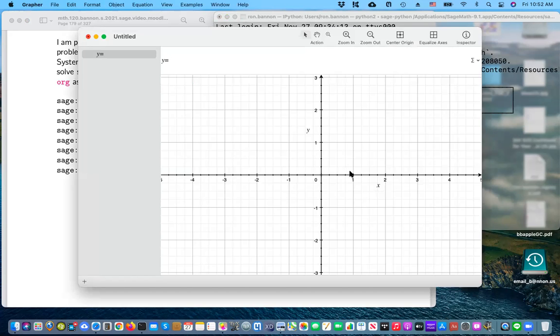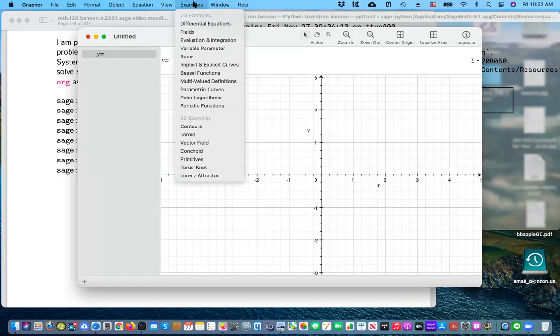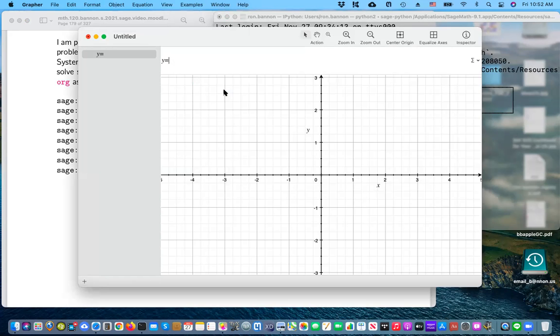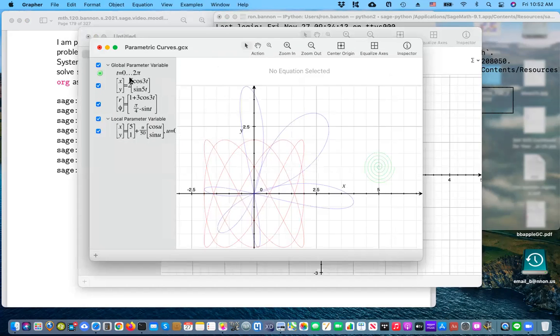This is an application called Grapher. One thing nice about Grapher is it has examples for you to look at, example code. For example, you could look at parametric curves. Let me go through that with you. It opens up examples of how parametric curves are put in. Let me close that out.